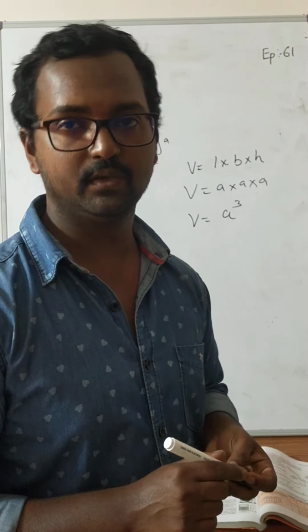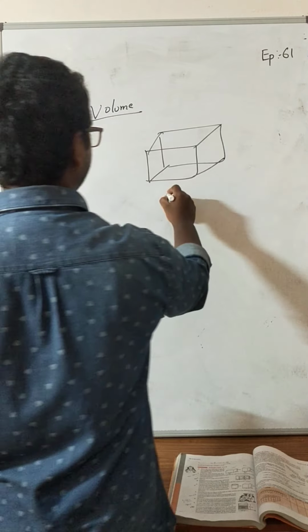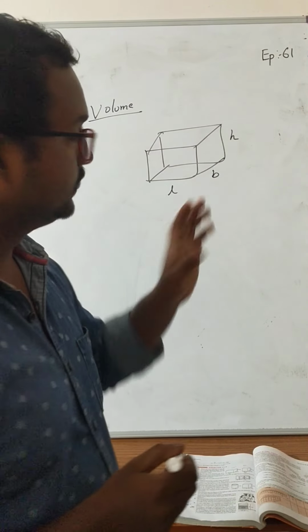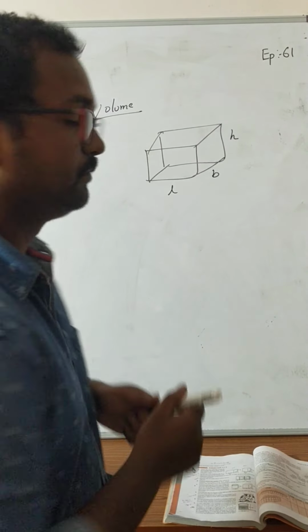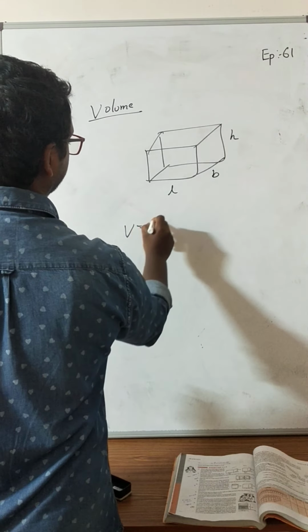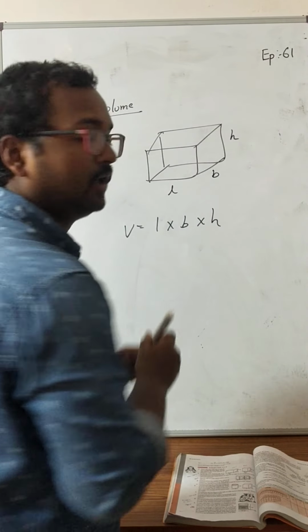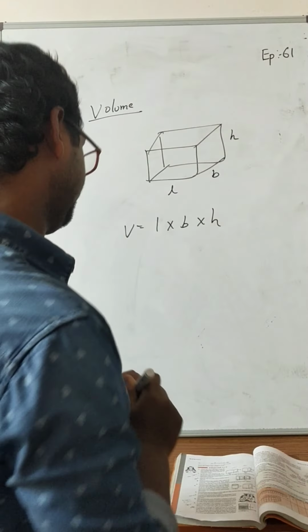Now see the next one, cuboid. In case of cuboid, we have length, we have breadth, we have height. So here volume is very simple: length into breadth into height. This is the volume of cuboid.